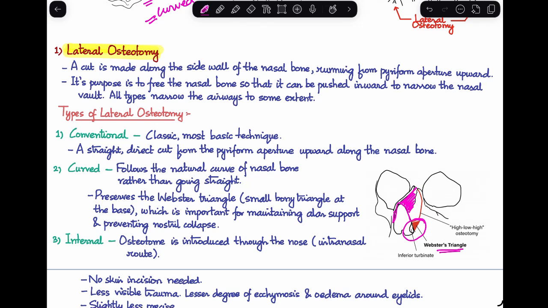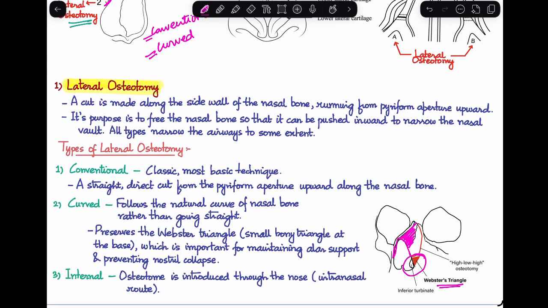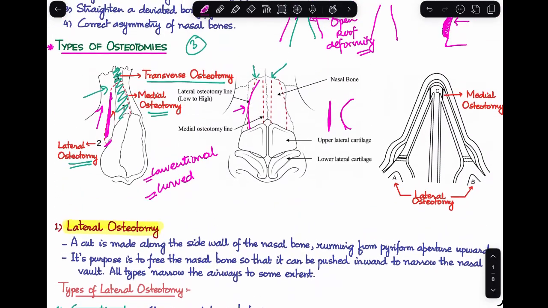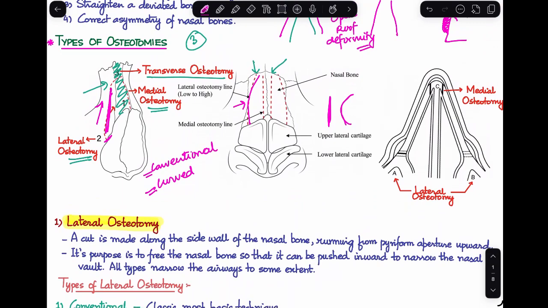When we give a curved lateral osteotomy, it will preserve this triangle, which is very important for maintaining the alar support and preventing the collapse of the nostril. So that is the importance of having a curved osteotomy. And when you do a curved osteotomy, it often negates the use of a medial osteotomy. So that's our first two types.